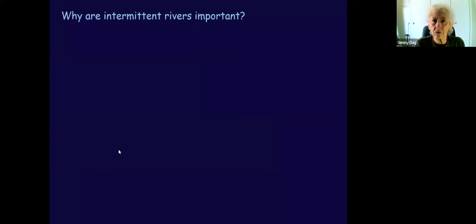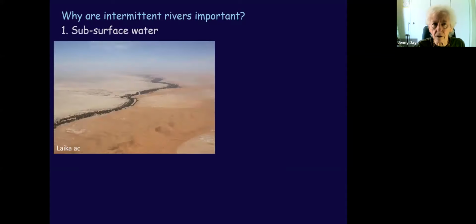So why were we interested in intermittent systems? Why was it that we chose to look at them rather than other perennial systems? And there are a number of reasons. First of all, they usually have a lot of subsurface water. This is an aerial photograph of the Kuiseb River in the Namib Desert.